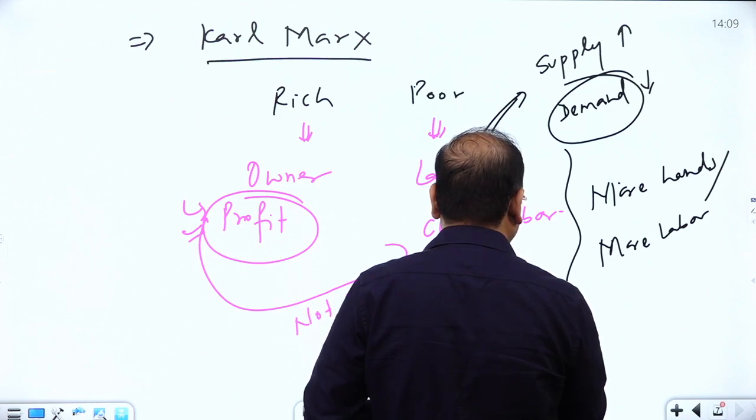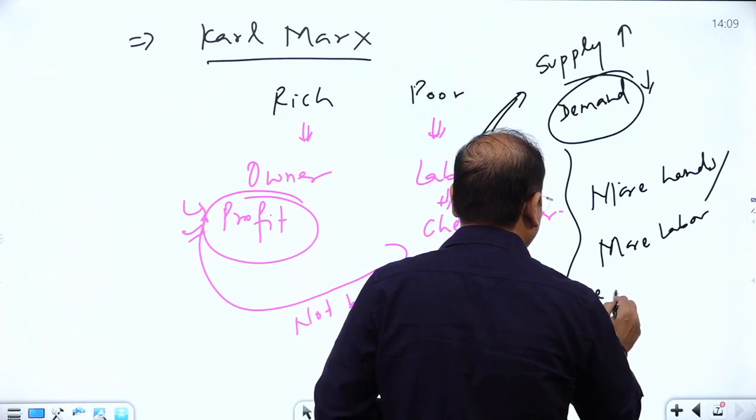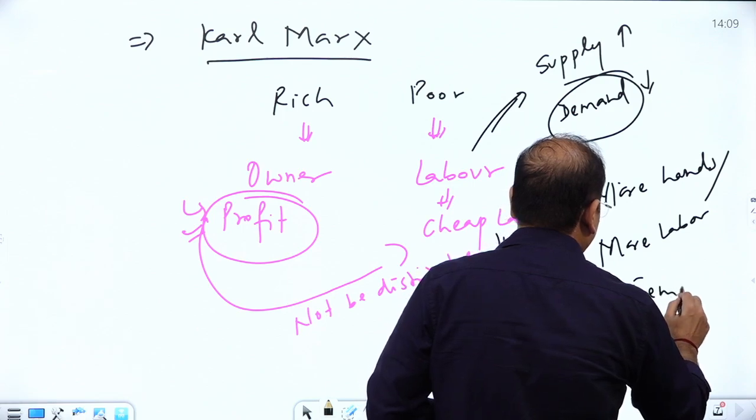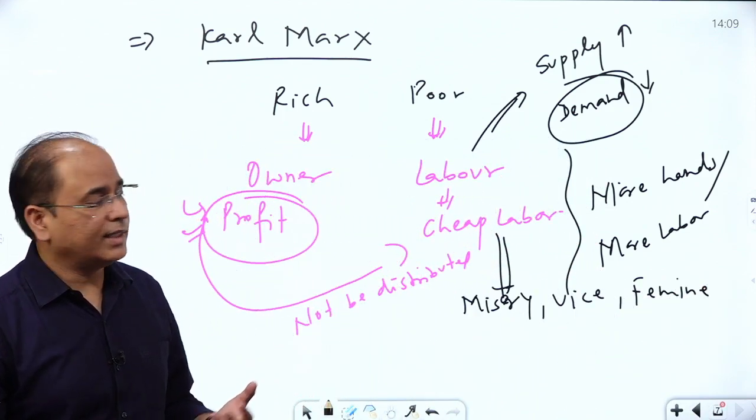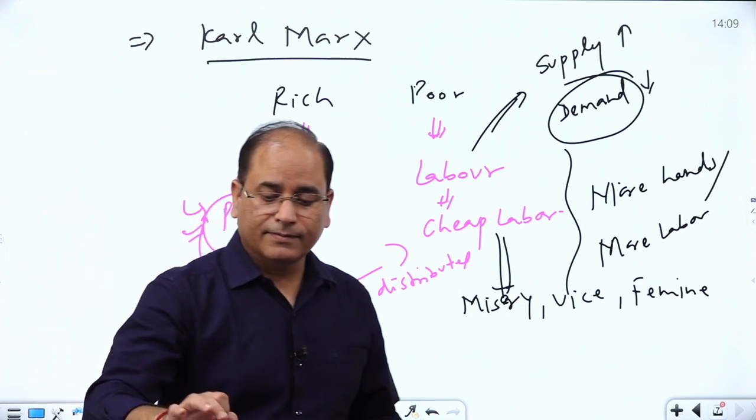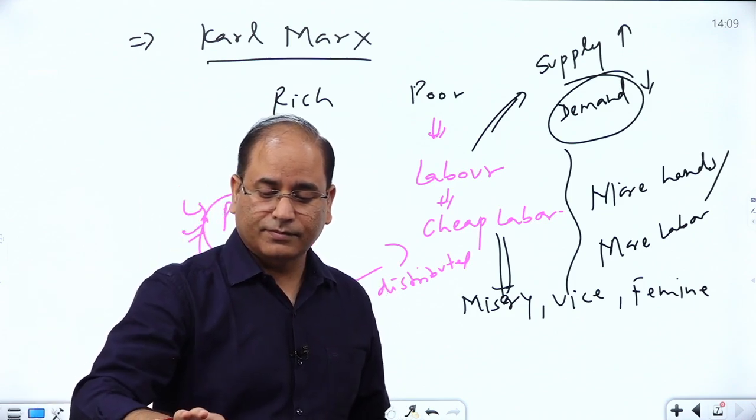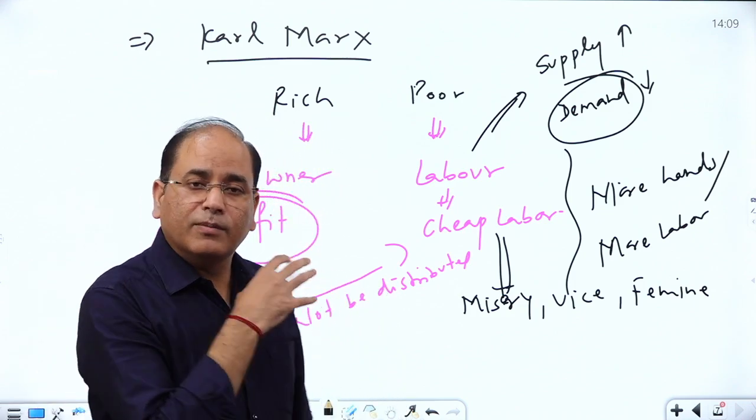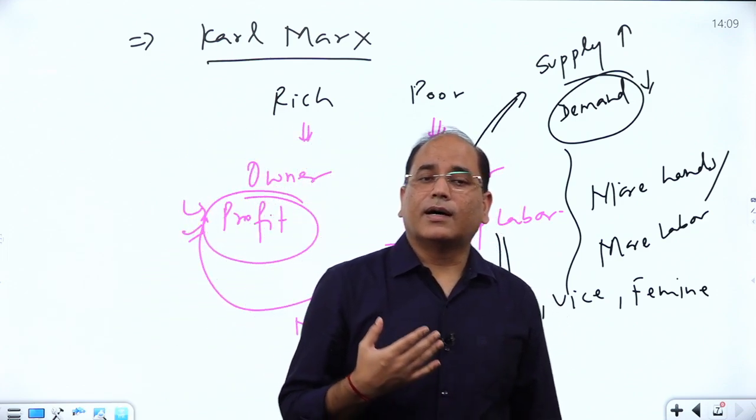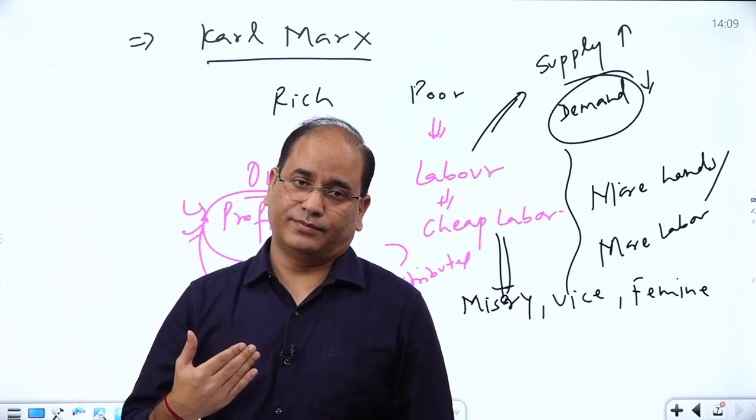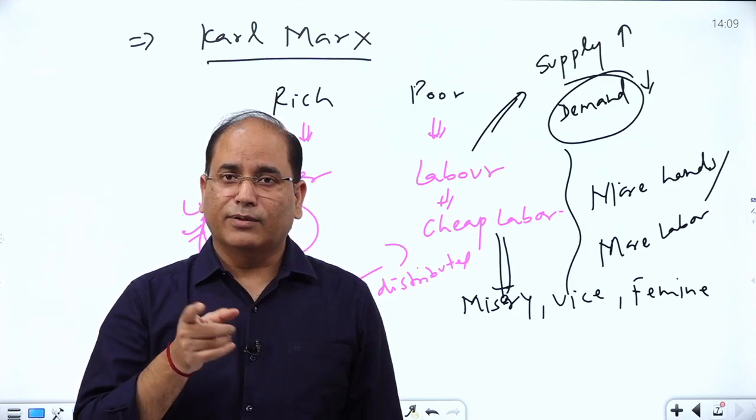disease, misery, famine. So all the problems that are prevailing in the society are very much associated with the high population growth.